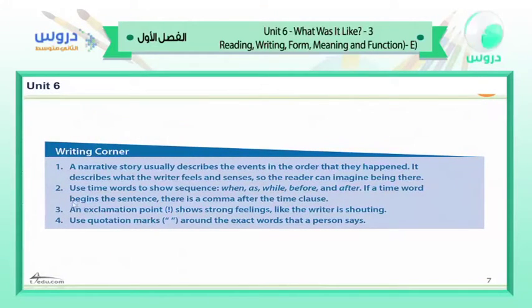Now we have 4 things that we should know when we want to write. When you want to write beautifully, there are a few things that you have to keep in your mind. Let's take them one by one. Number 1, a narrative story. The story that you write step by step. What did you do first? What after that? And so on. A narrative story usually describes the events in the order that they happen. What is the first thing that happened? What is the second thing? After that, what happened? It describes what the writer feels and senses, so the reader can imagine being there.